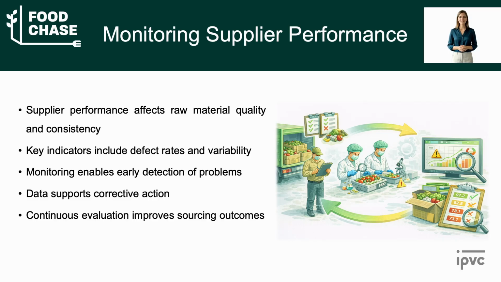Monitoring supplier performance is a critical part of waste prevention. Variability, defects, or non-compliance at the supplier level often translate into processing losses. By tracking performance indicators and reviewing data regularly, procurement teams can detect problems early and take corrective action before waste escalates.